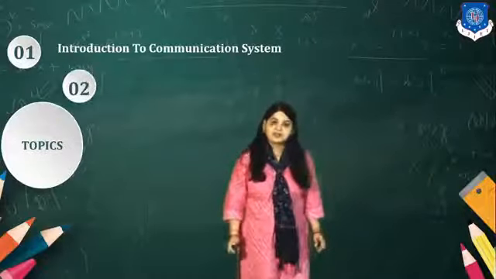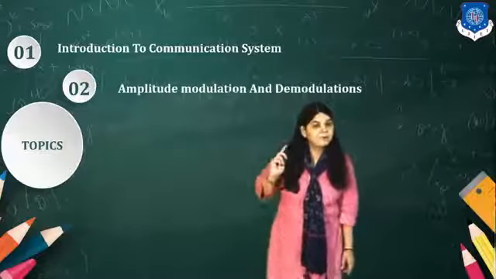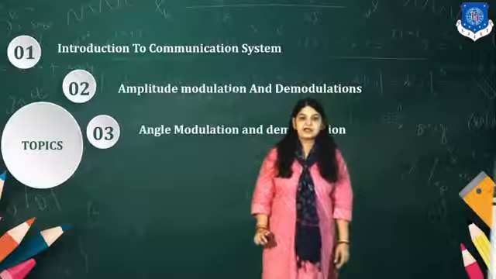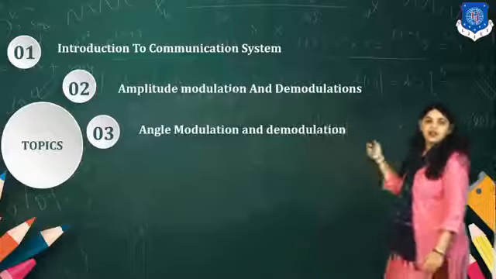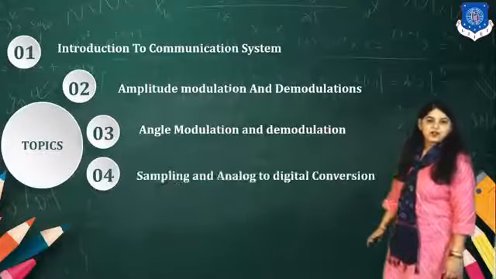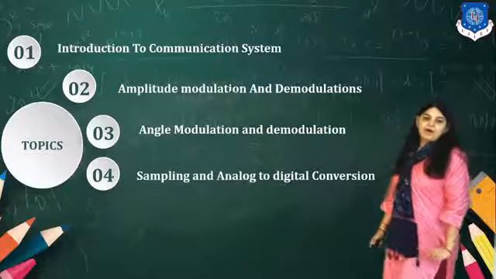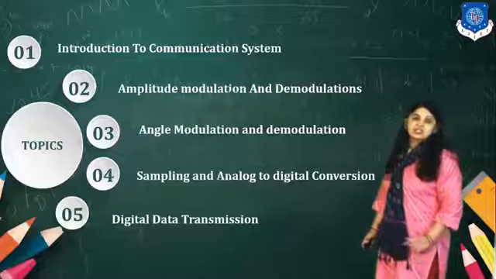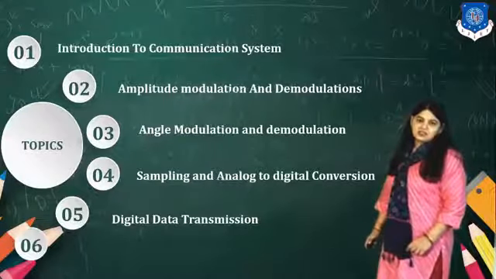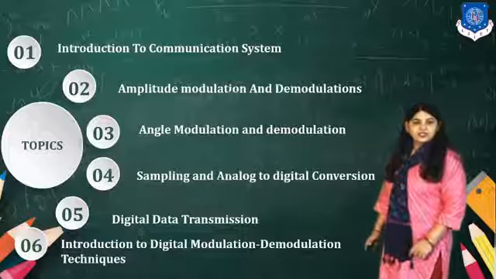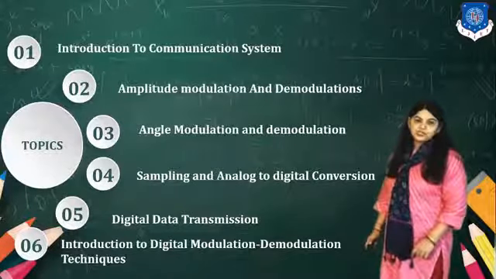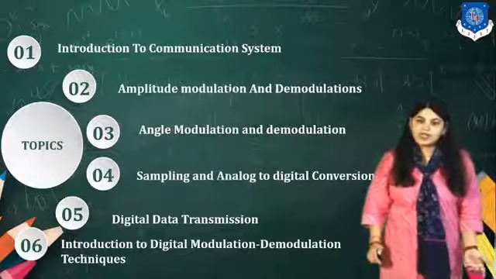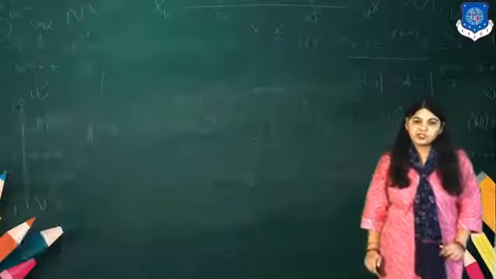The second chapter is amplitude modulation and demodulation. The third chapter is angle modulation and demodulation. The fourth chapter is sampling and analog and digital communication. The fifth chapter is digital data transmission. And the sixth chapter is the introduction to digital modulation and demodulation techniques. So this is basically about analog and digital communication.